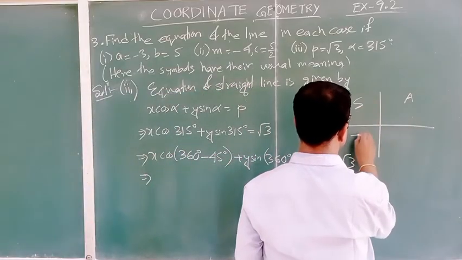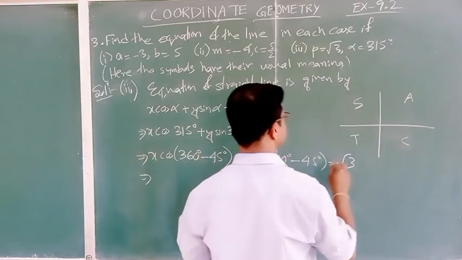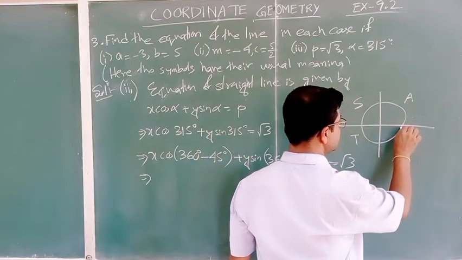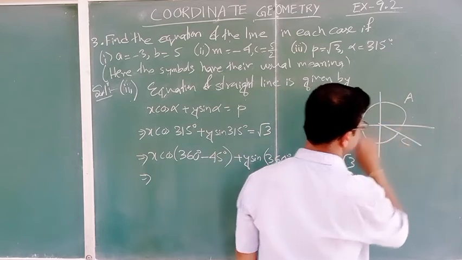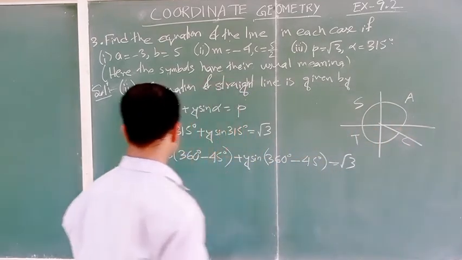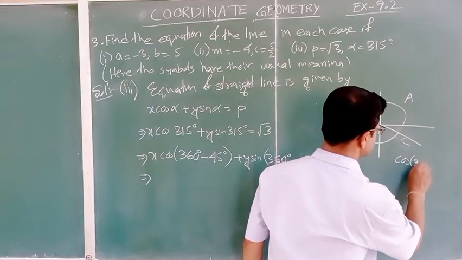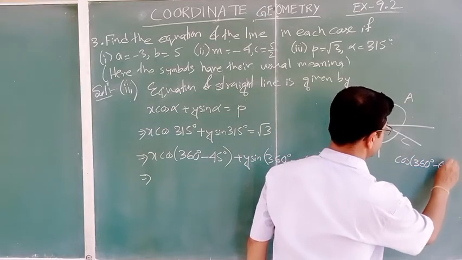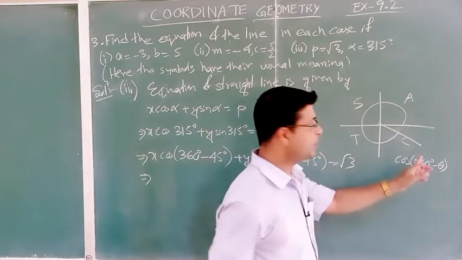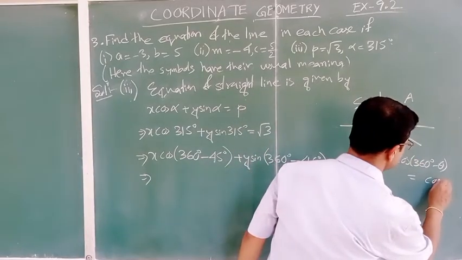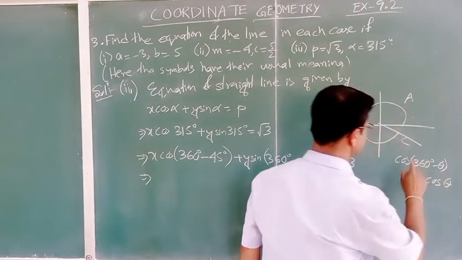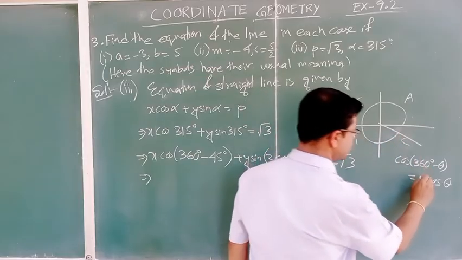This is in which quadrant? 360 minus theta means the angle is somewhere here in the fourth quadrant. In the fourth quadrant, cos is positive. So cos(360 minus theta) is equal to, this is an even multiple of 90, so cos will remain as cos theta. In this quadrant, cos is positive, so this is positive.